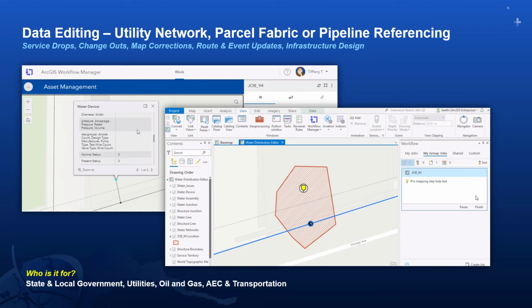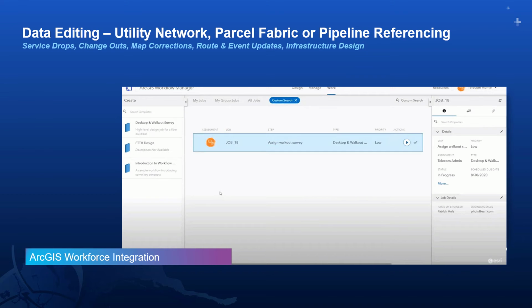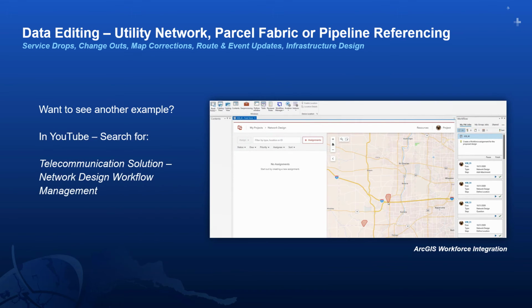And that's a small peek into a simple workflow coming from the field, reviewed on the web, incorporated in Pro, and QC'd again on the web. This workflow could also have automated QC. It could also interact with the field more directly with ArcGIS Workforce. For another great example and demo, please check out the telecommunications team network design through construction workflow. You can look it up on YouTube using some of the parameters on the slide.